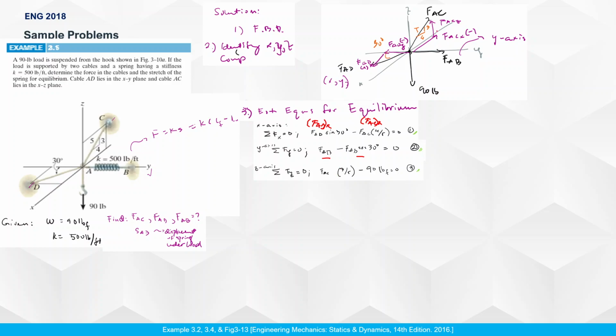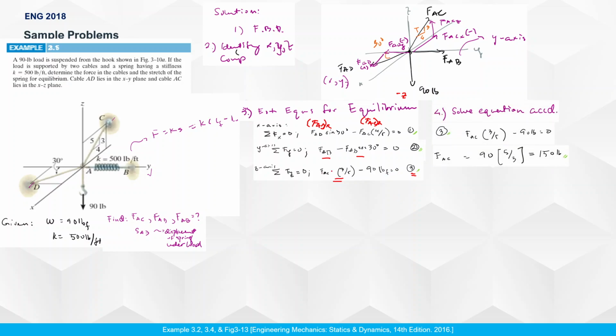So we have FAC times 3 over 5. You recall our slope triangle rule, relation, minus 90 pounds because it's in the negative Z axis. So that will be our third equation. Then from here, we now solve the equations accordingly.